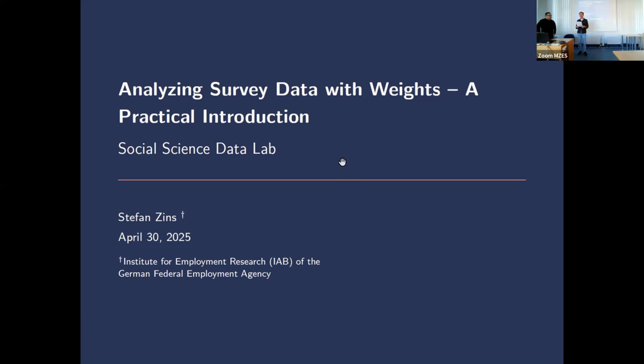The Social Science Data Lab is an event series at the Mannheim Center for European Social Research that provides a platform for early career researchers to present tools and methods for the collection, management, analysis and visualization of data in the social sciences. Our speaker today is Stefan Zins, a senior researcher in the Statistical Methods Department at the Institute for Employment Research, IAB, in Nuremberg, specializing in survey statistics. In his talk today, he will talk about basic insights into the construction and logic of survey weights and the appropriate methods for using them for statistical inference.